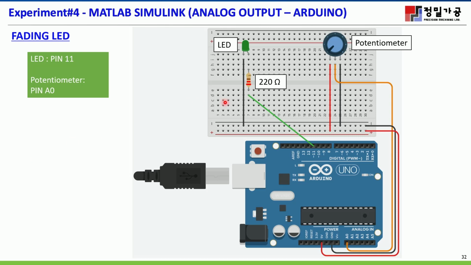For the next experiment, we want to fade an LED in here. We have an LED connected to pin 11, and we have a 220 ohm resistor connected to the green LED, and the black is the ground. Okay, for this experiment I will skip this for the next video. I will cut this, and in the next video I will explain this experiment.